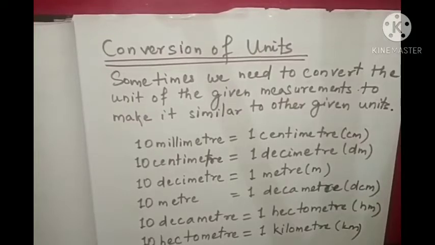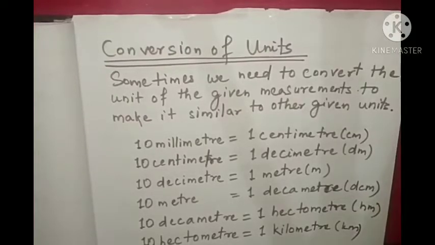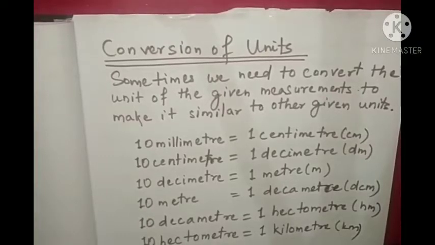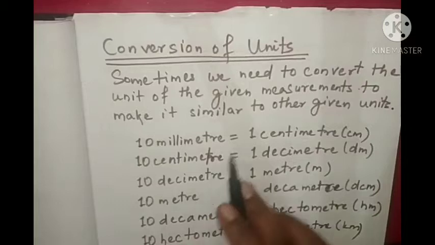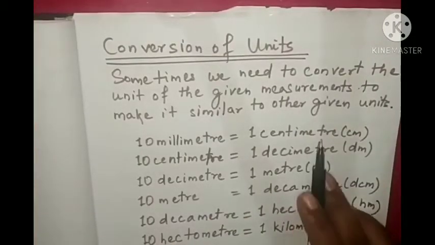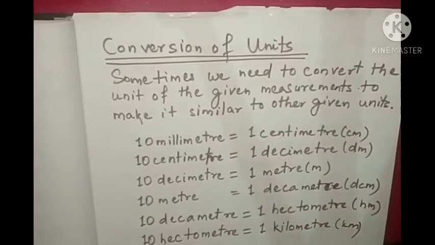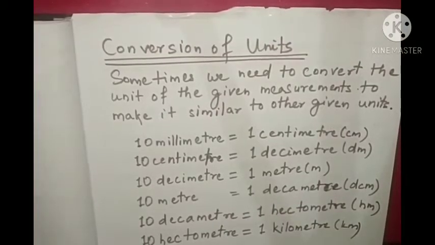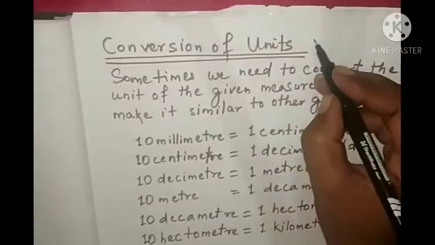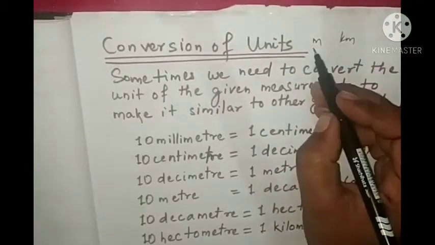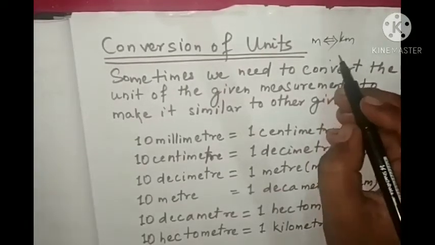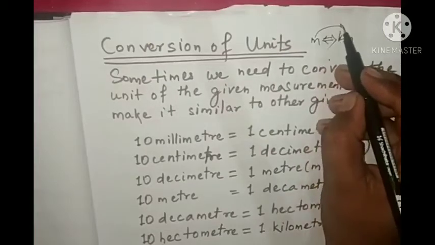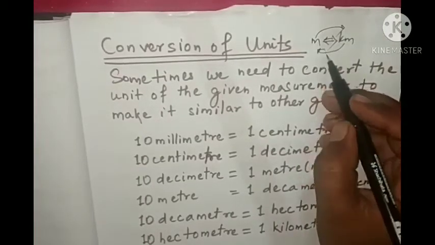So first we will see conversion of units. We have so many units like gram, meter. But here we will use the unit meter. You have learned that sometimes we need to convert the unit of given measurements to make it similar to the other given units. If somewhere we have meter and somewhere we have kilometer, and we need to compare them or do something between them, then what do we need to do? Either we convert meter into kilometer or kilometer into meter.